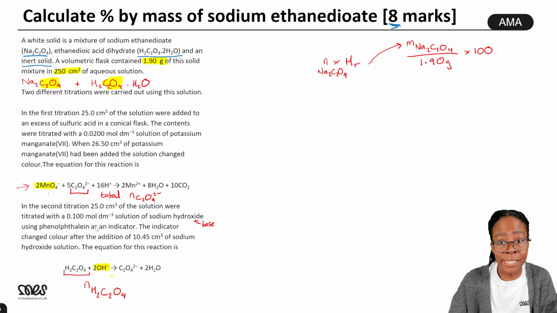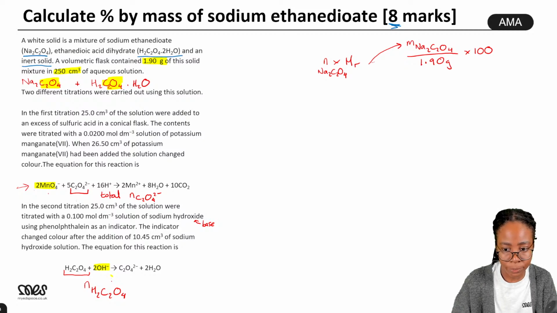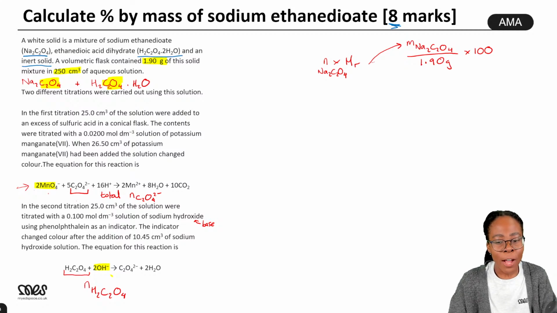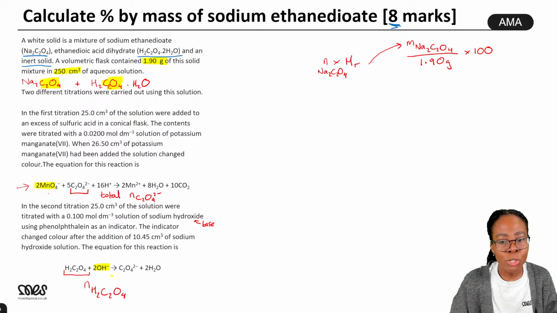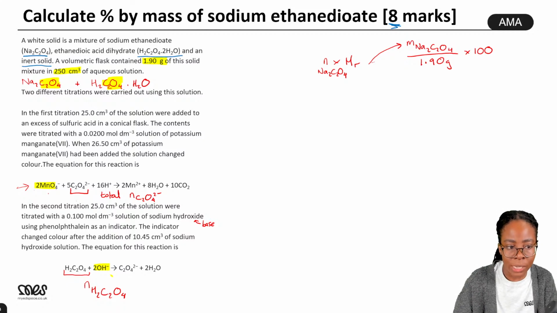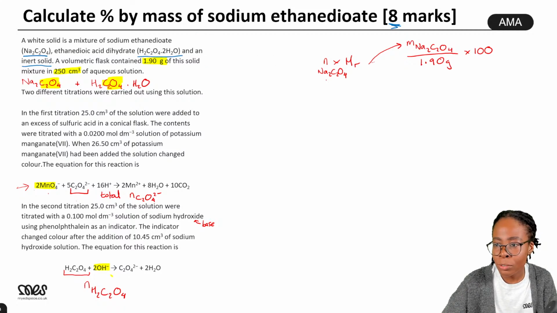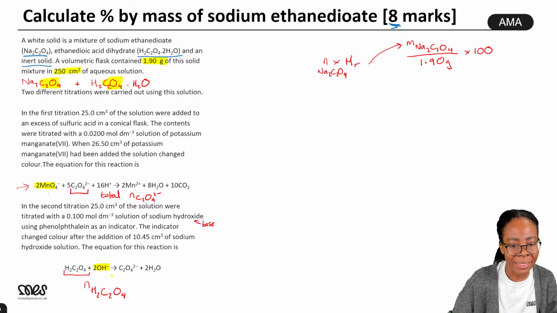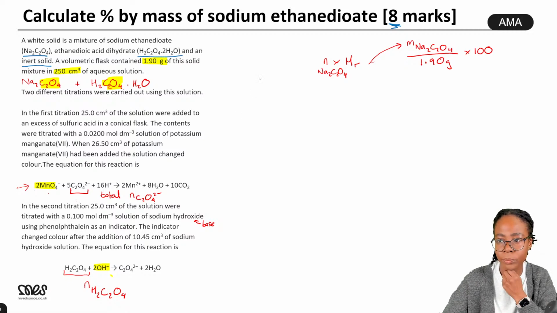Again, this is not organic chemistry. This is just looking at the equation and looking at what's reacting with what. So the first titration tells us the total number of moles of ethanedioate ions, and the second tells us the number of moles of just the ethanedioic acid. How are we going to figure out the moles of the sodium ethanedioate?